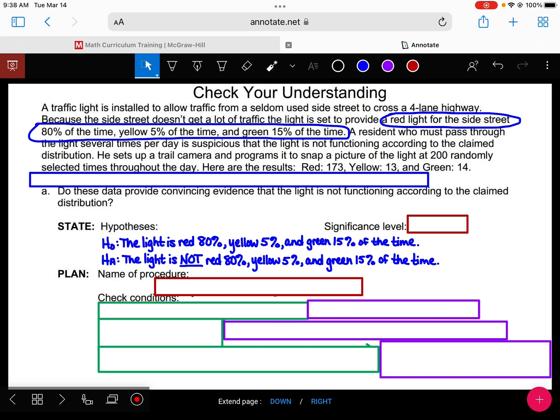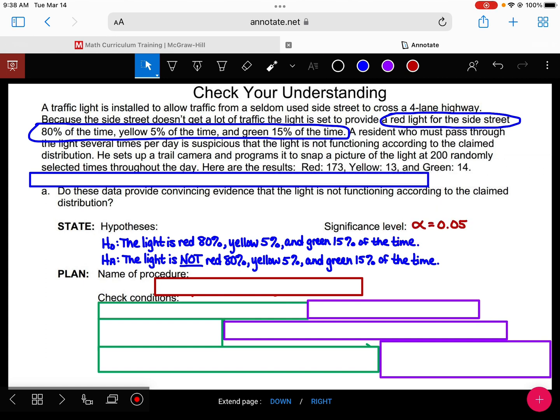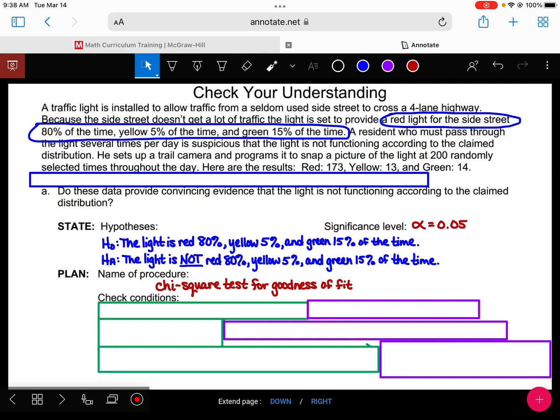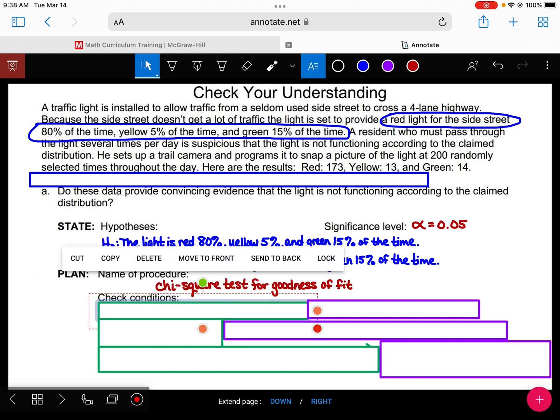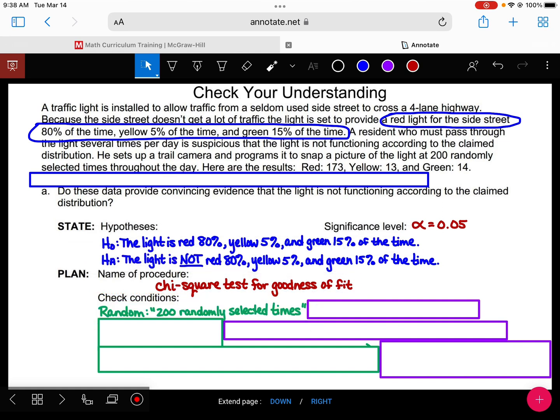Significance level: 0.05, that's usually our default. Name of our procedure: chi-squared GOF, or chi-squared goodness of fit. Do we meet our random condition? Yes. Give me evidence. 200 randomly selected times.